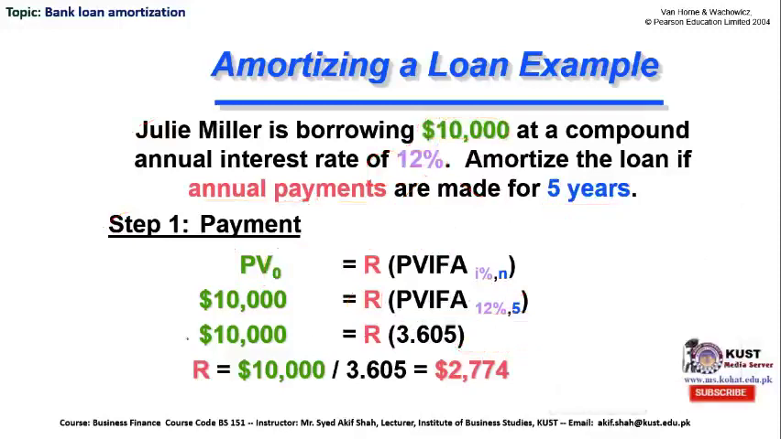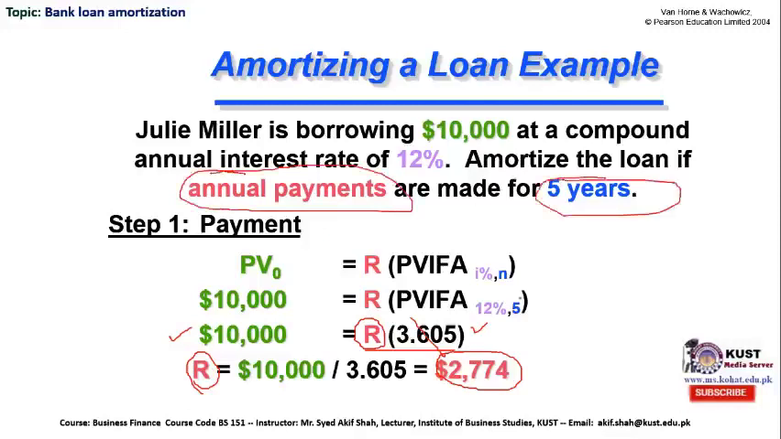So dear student, after plugging the relevant data into the equation, we can find out the unknown amount, which is R, by simply dividing both sides with this factor, and it will cancel out, and the resultant annual payment will come up to $2,774. Now this is the annual payment per period, which is yearly payment in our case, needed to be paid by Julie Miller to the depository institution or the financial institution from which she has borrowed this $10,000.